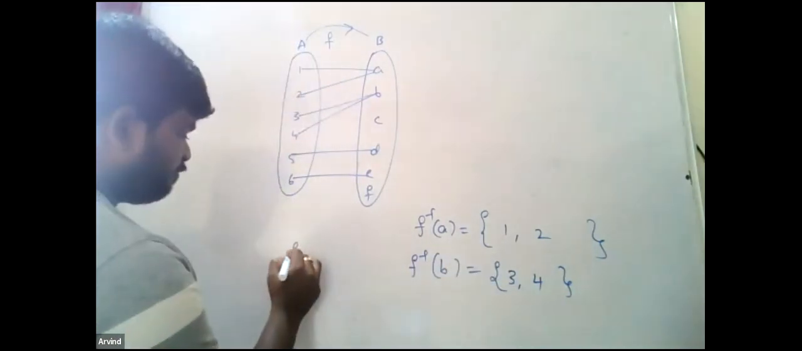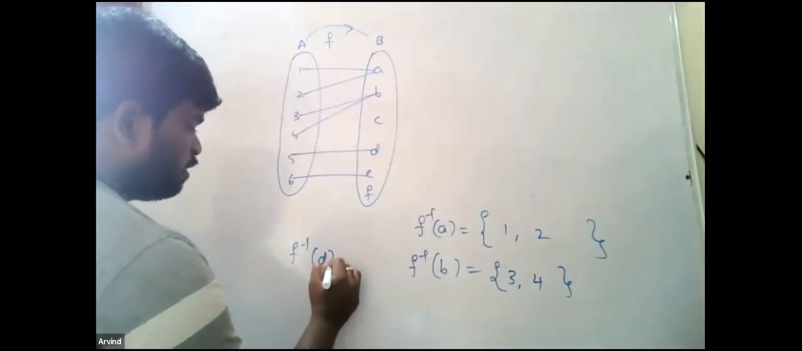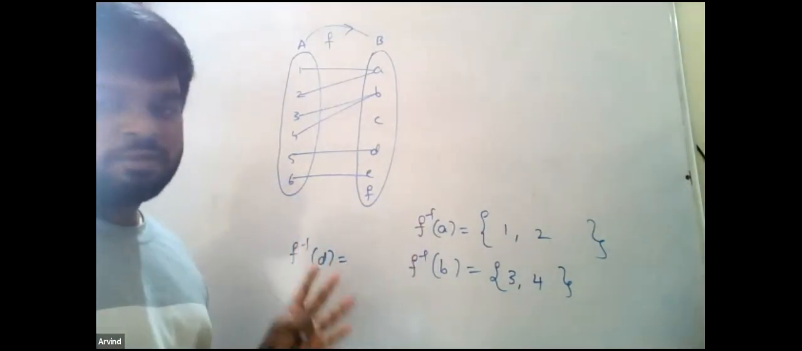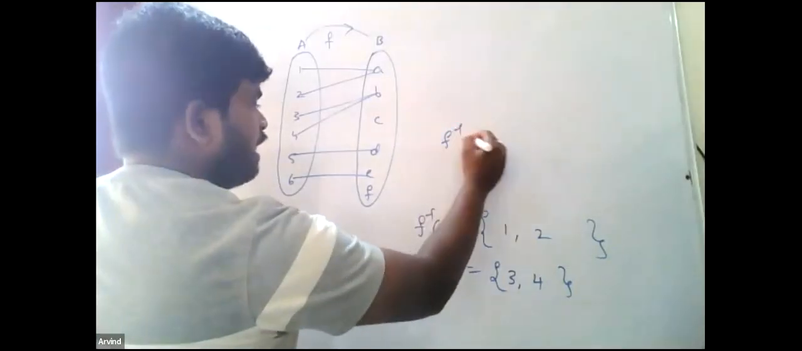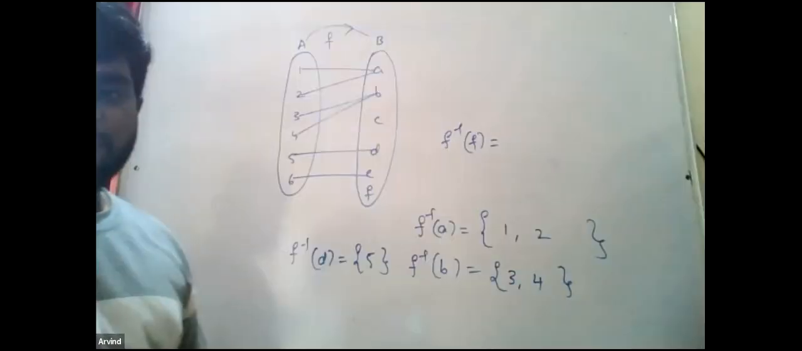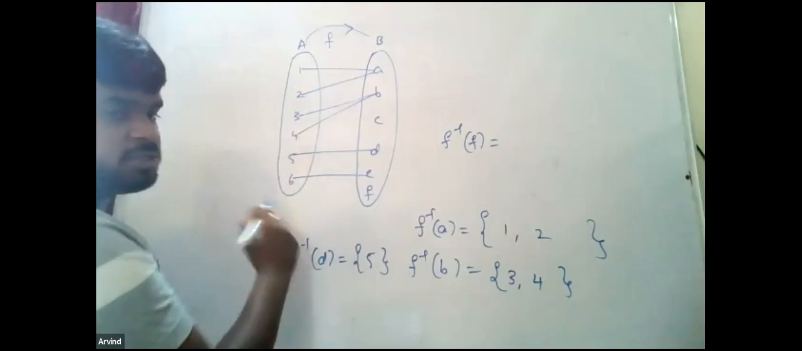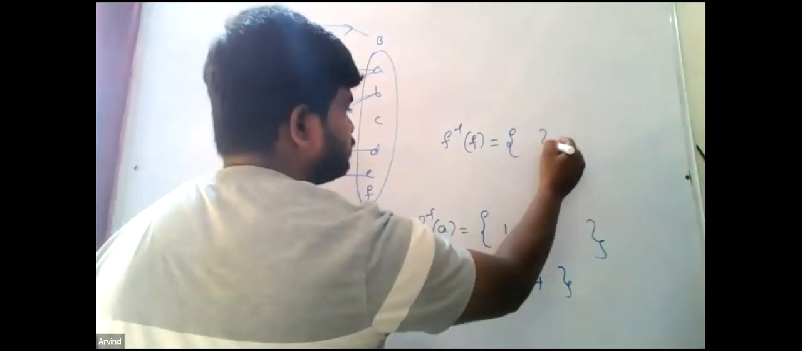If I ask you F inverse of D, what is F inverse of D? We only need to see which pre-image D has. Only 5. If I ask you F inverse of F, what is it? Null set. Does F have any pre-image? It doesn't have any pre-image.